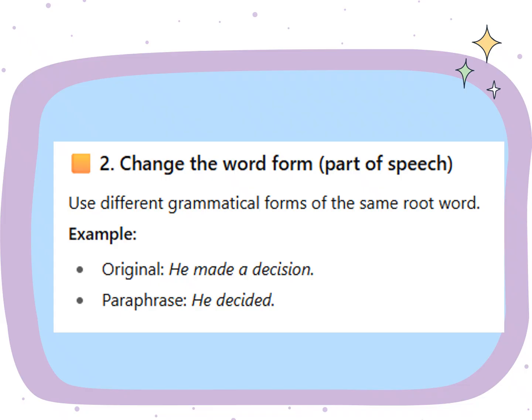We can use different grammatical forms of the same root word. For example, he made a decision. It can be paraphrased as he decided. Decision, decided, share the same root word, right? So we can make a decision into decided.